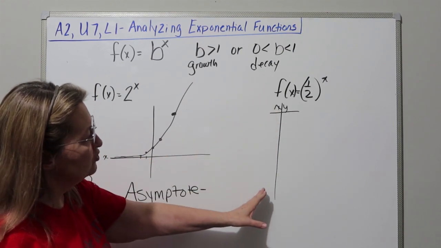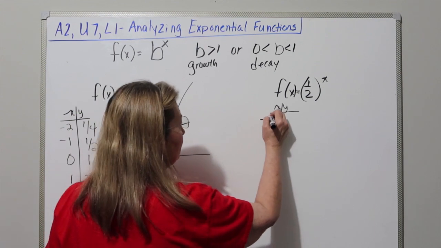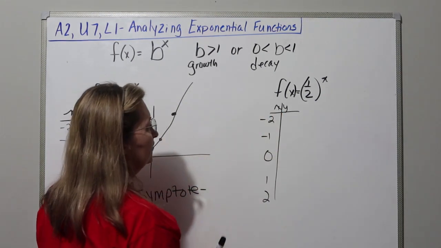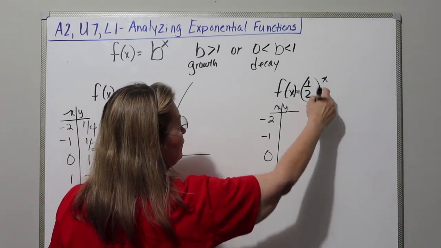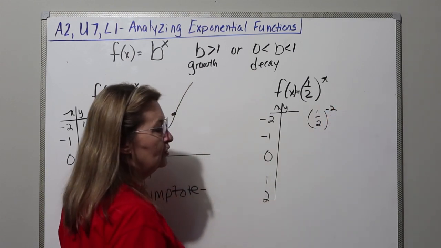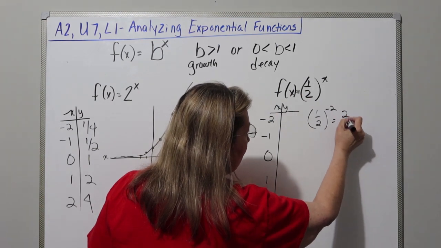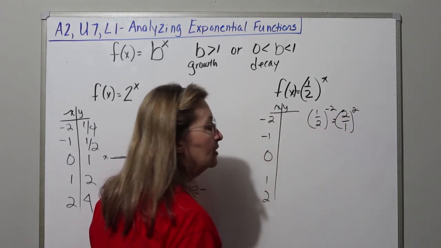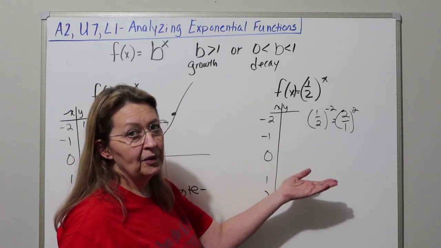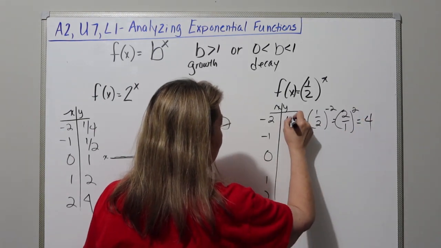Now let's look at what happens when we graph f of x is equal to 1/2 to the x. Once again, I'm going to use the same x numbers, and we'll see what this does. If I put -2 for my exponent, I have 1/2 to the -2. Well, how do you make that exponent positive? You flip this. So now I've got 2 over 1 to the +2. When you flip it, the exponent is happy and it becomes positive. Now 2 squared is 4.